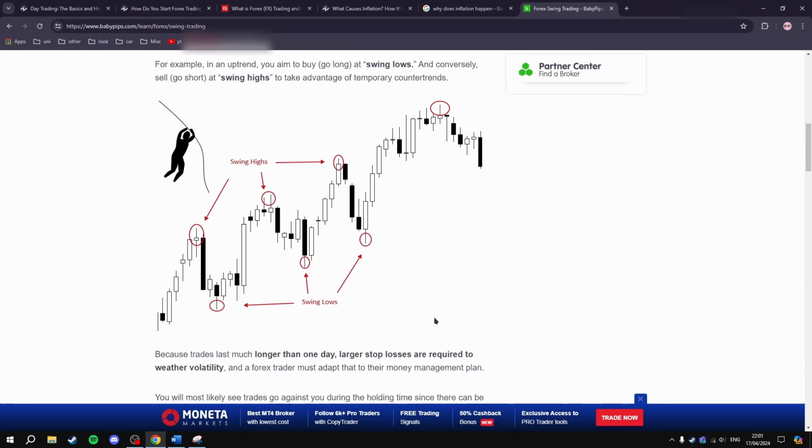For example, in an uptrend you aim to go long at swing lows and conversely go short at swing highs. Take advantage of the temporary counter trends.